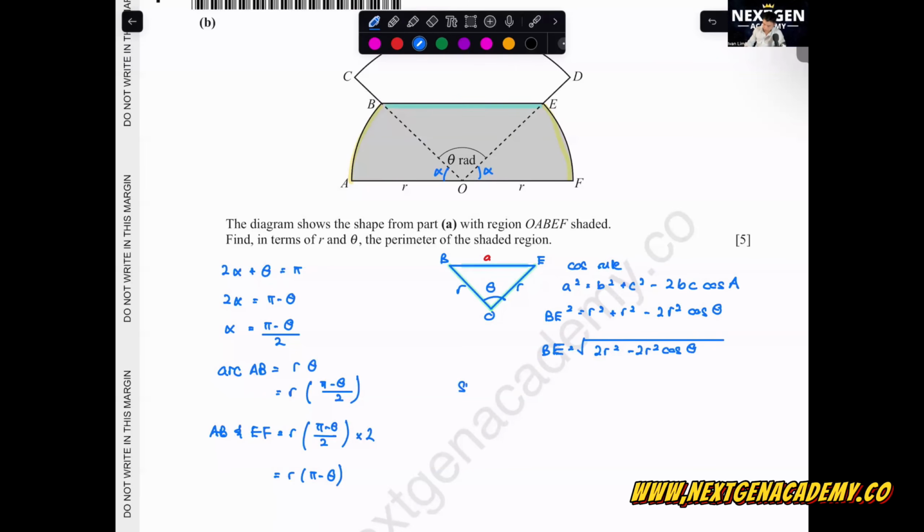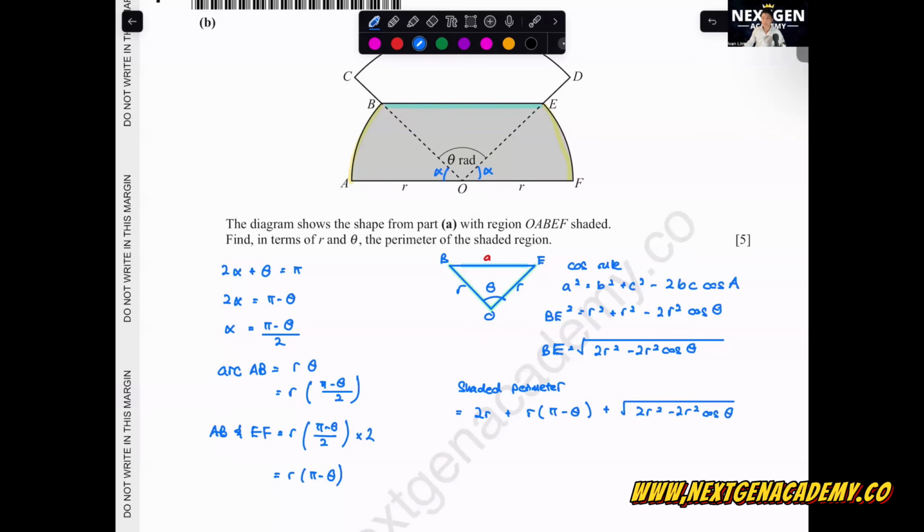So the shaded perimeter, we will get 2R, the bottom part, plus the 2 yellow parts, which is R bracket pi minus theta, plus the square root of 2R squared minus 2R squared cos theta.